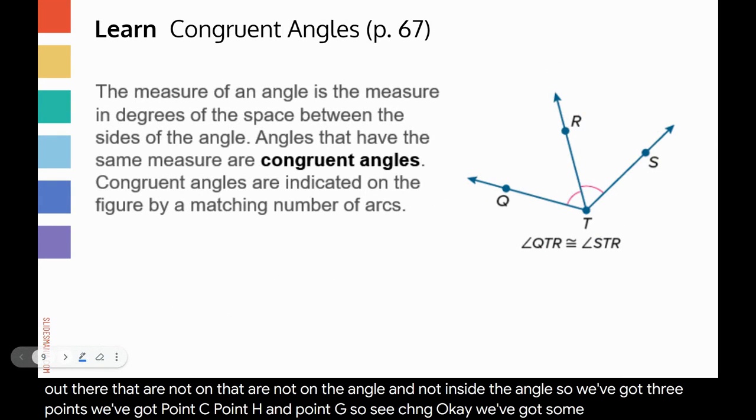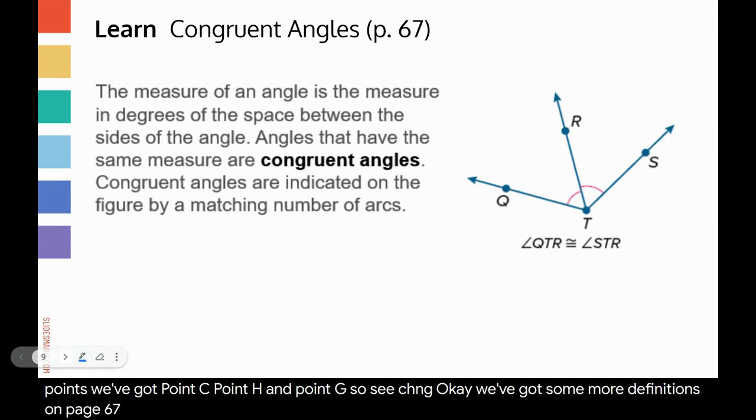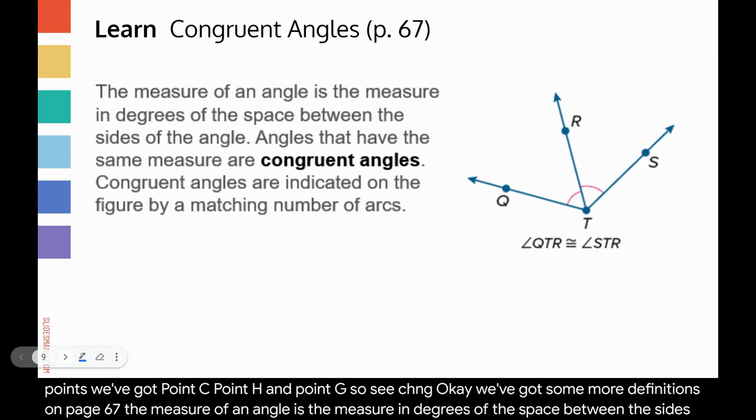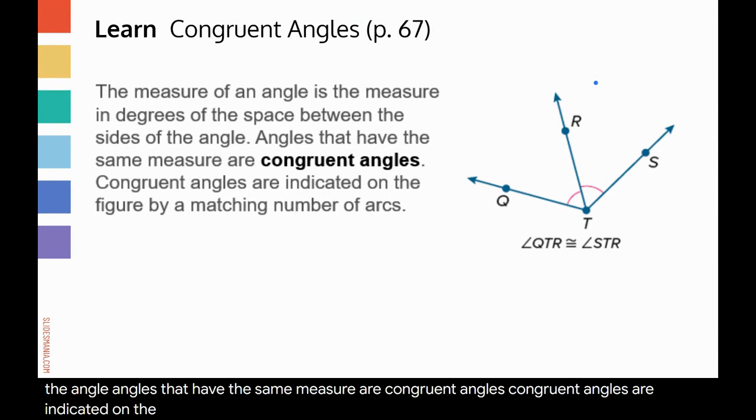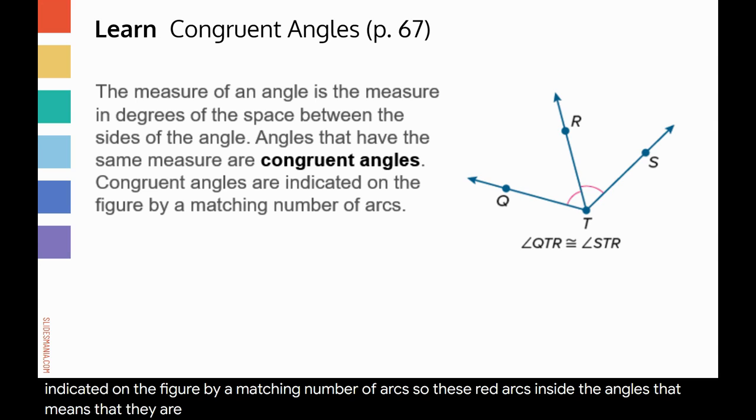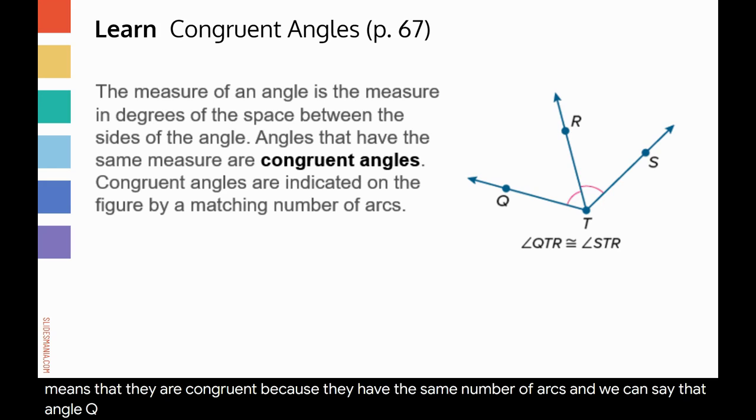Okay, we've got some more definitions on page 67. The measure of an angle is the measure in degrees of the space between the sides of the angle. Angles that have the same measure are congruent angles. Congruent angles are indicated on the figure by a matching number of arcs. So these red arcs inside of the angles mean that they are congruent because they have the same number of arcs. And we can say that angle QTR is congruent to angle STR.